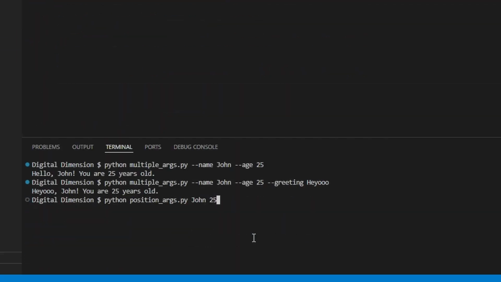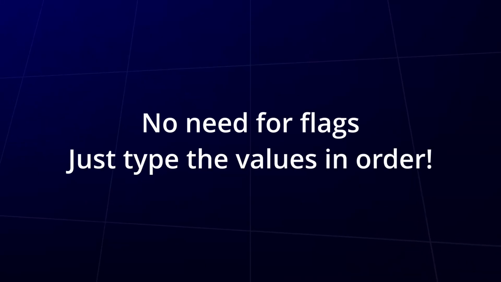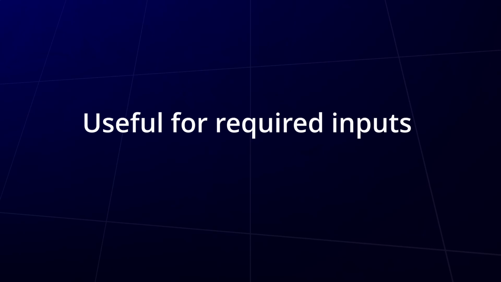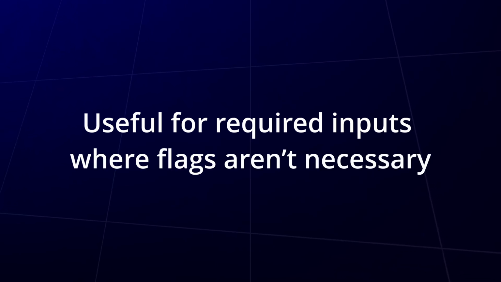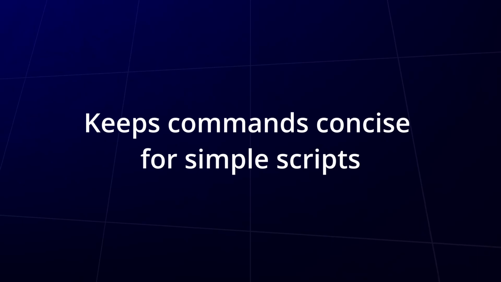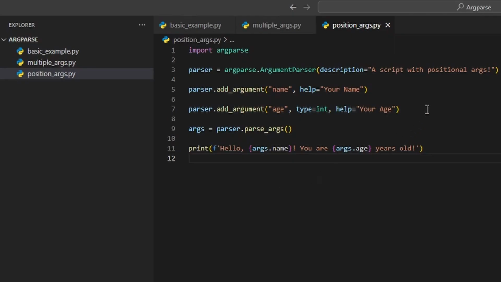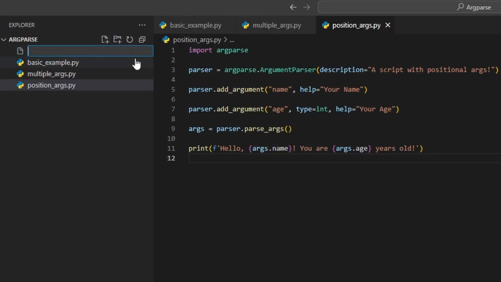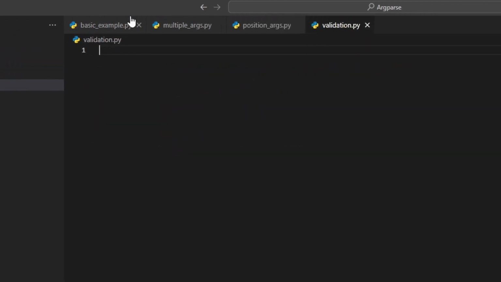Why use positional arguments? Well, no need for flags, just type the values in order. Useful for required inputs where flags aren't necessary. And keeps command concise for simple scripts. However, since the input order matters, misplacing arguments can lead to errors. That's where argument validation comes in, something we'll explore next.